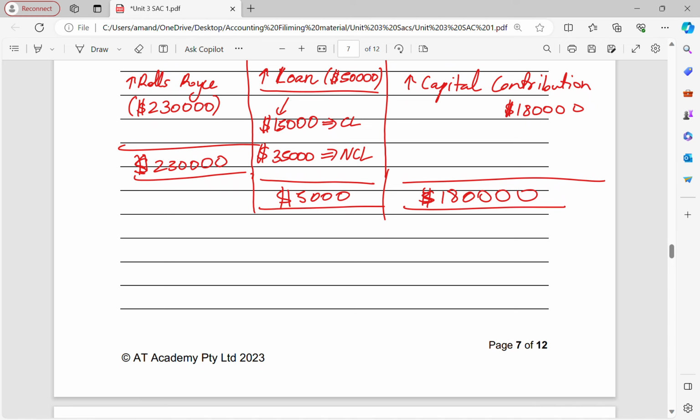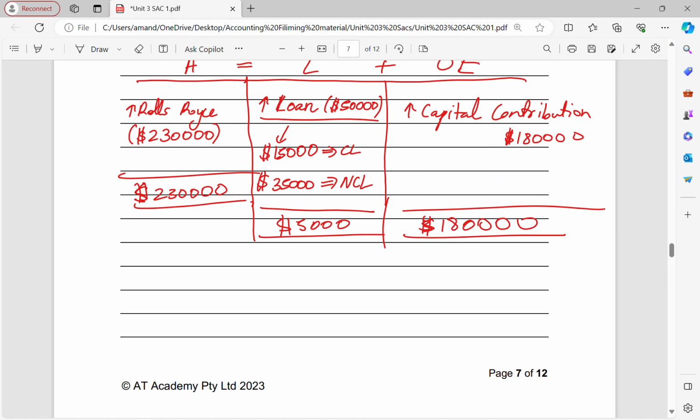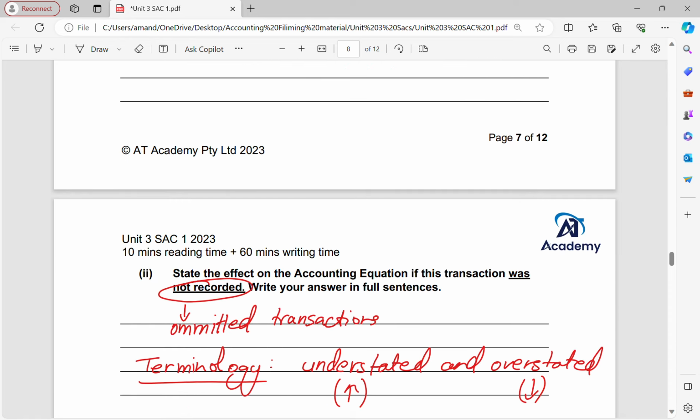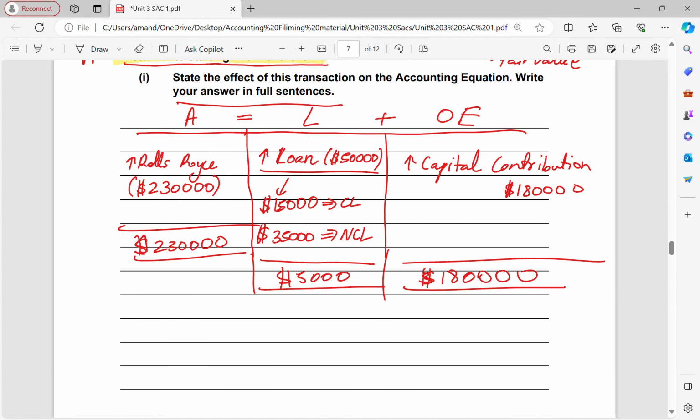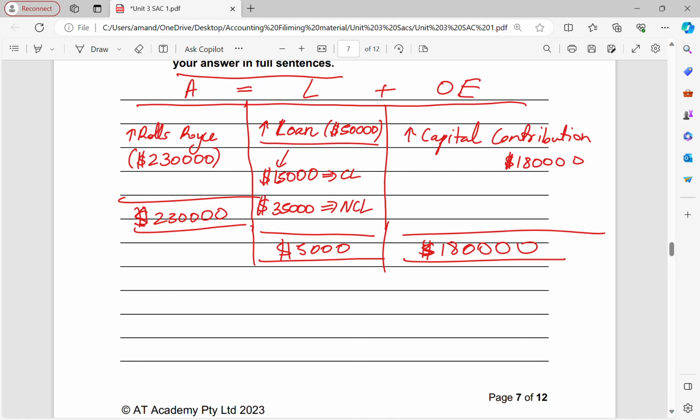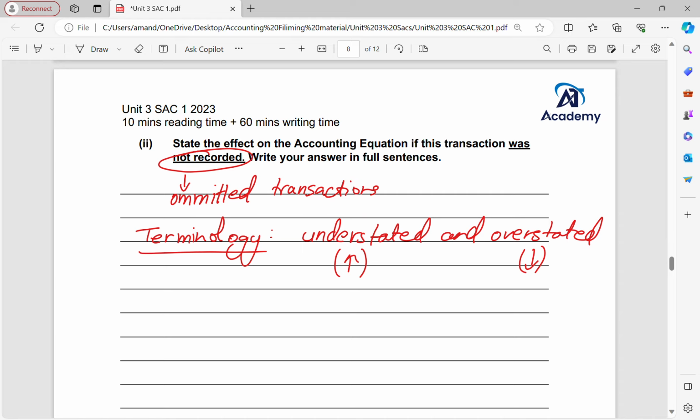If this transaction was omitted, assets would be understated by $230,000, as the vehicle, Rolls-Royce, was understated by $230,000. Yep, that's right. And then you just say liabilities were also understated by $50,000, due to $15,000 of current liability being understated and $35,000 of non-current liability of loans being understated. And capital contribution was also understated. Therefore, just put it into words, repeating whatever you put in the table.